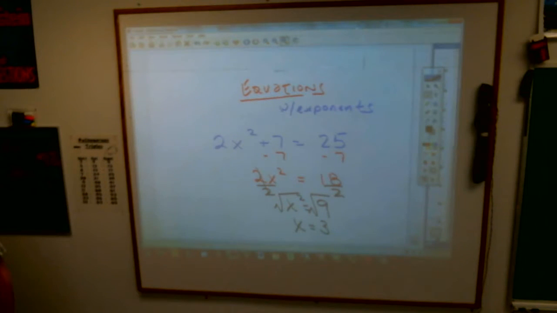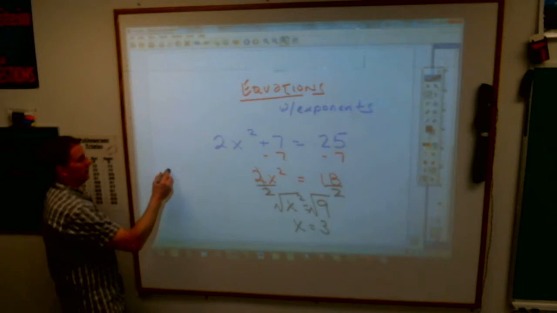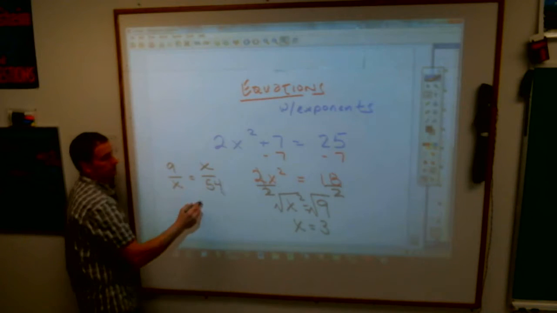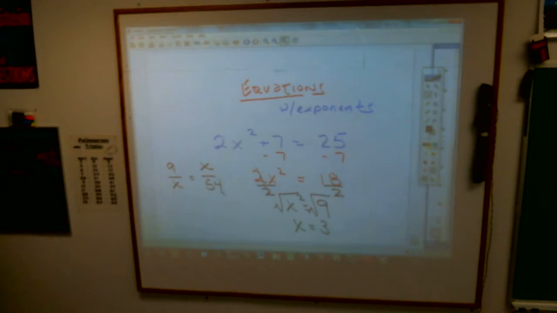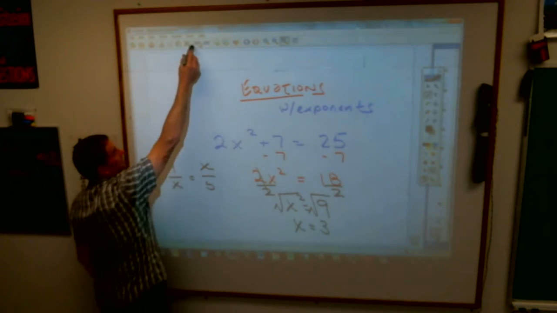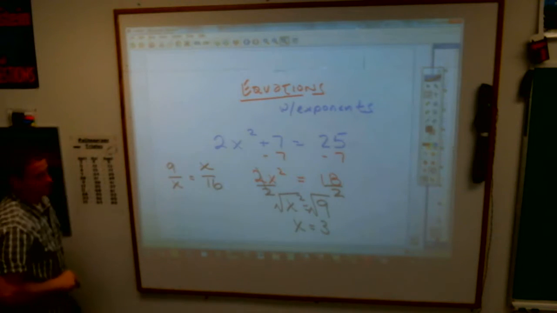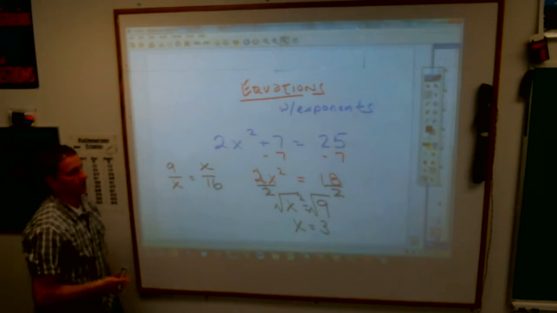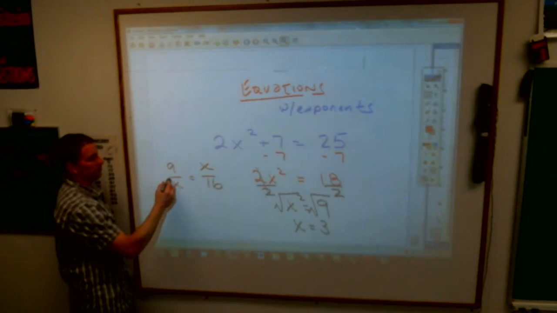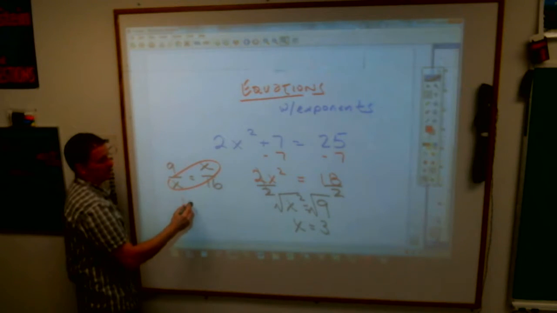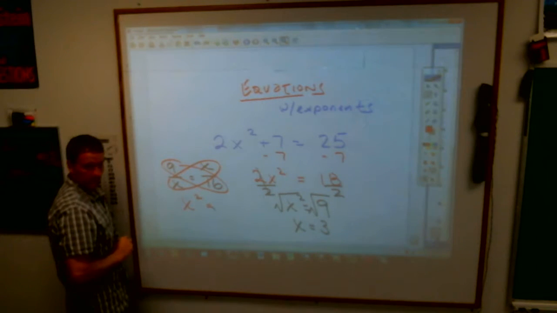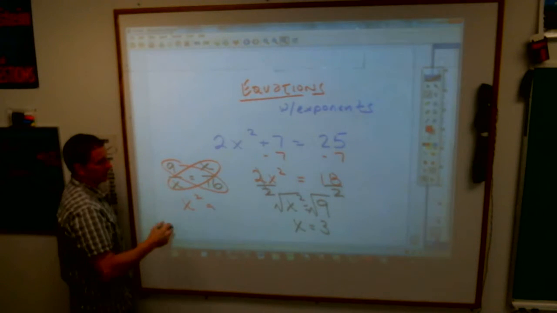But here's when it comes up that people don't quite get. What if you have this equation? 9 over x equals x over 16. Well, when you don't know how to solve a proportion, the one way you can always do it is to use cross products, which means you multiply this times this. X times x is x squared. 9 times 16 is 144.